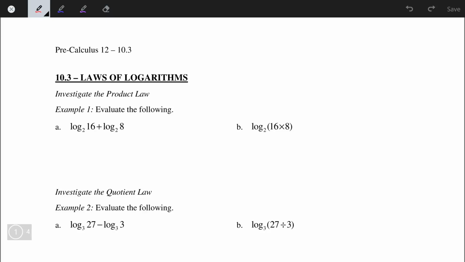Hello everyone, so today we're going to go over section 10.3, laws of logarithms. So we'll begin with example 1. Here we're going to evaluate log base 2 of 16 plus log base 2 of 8.